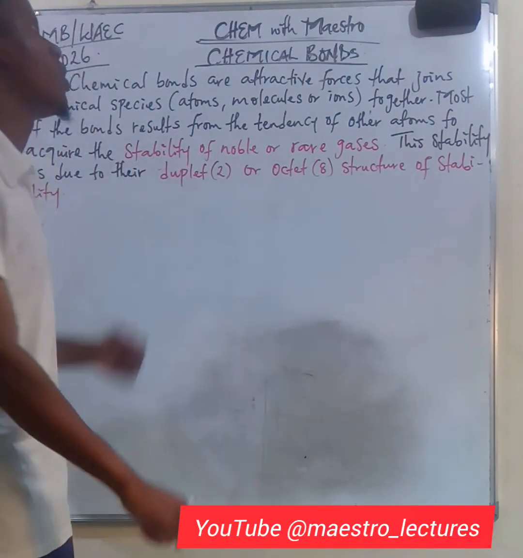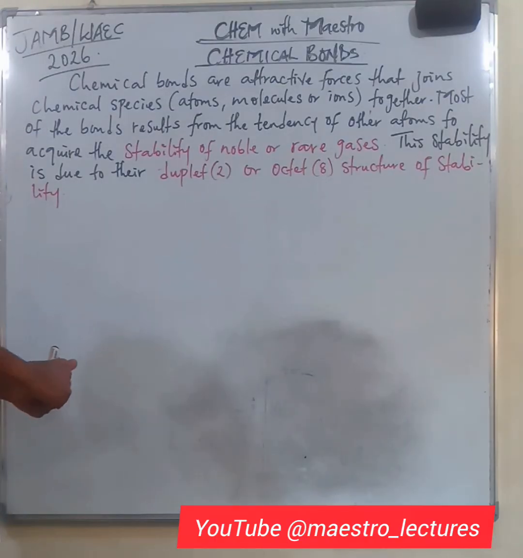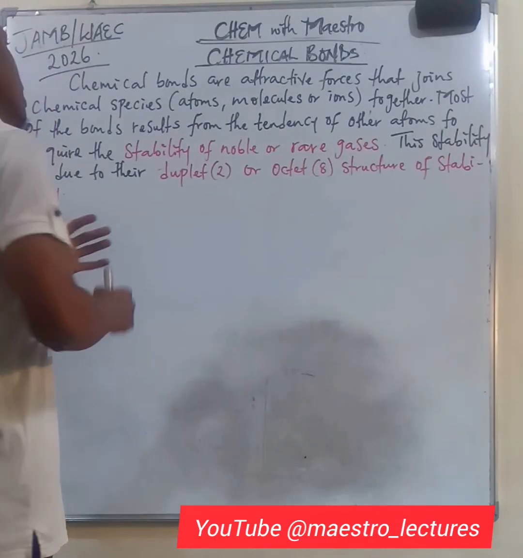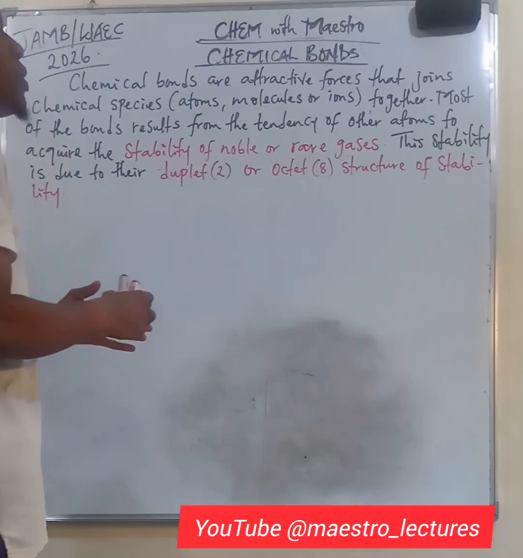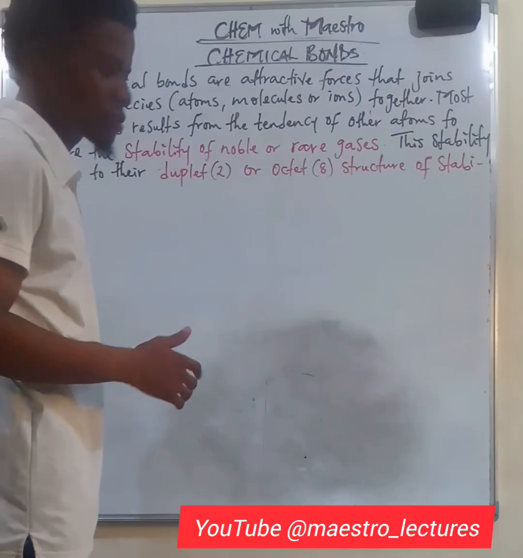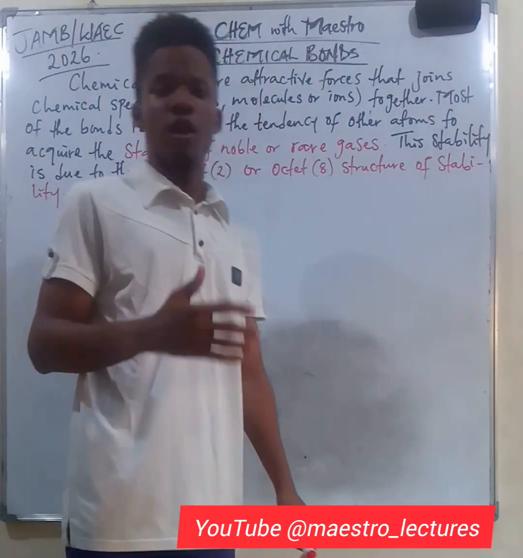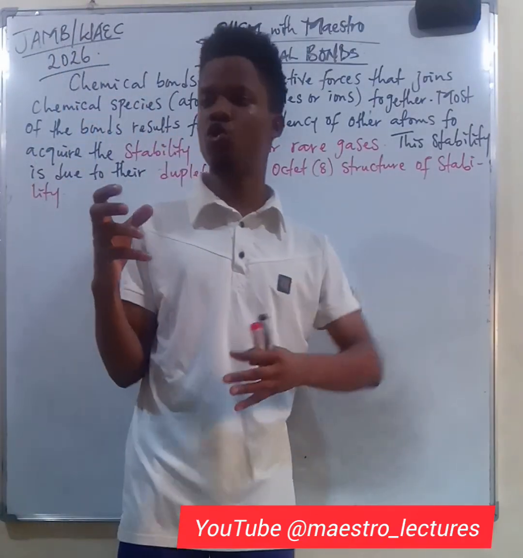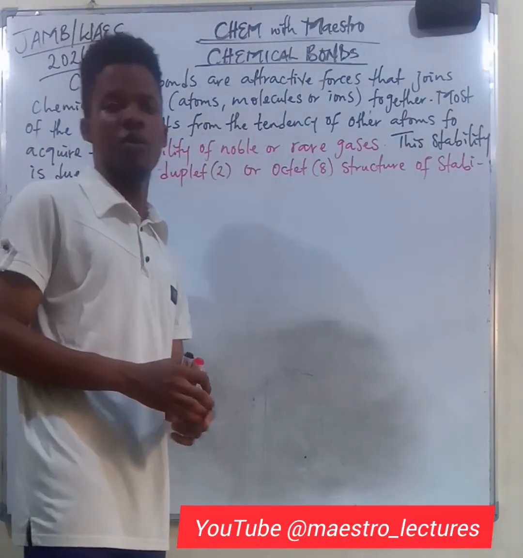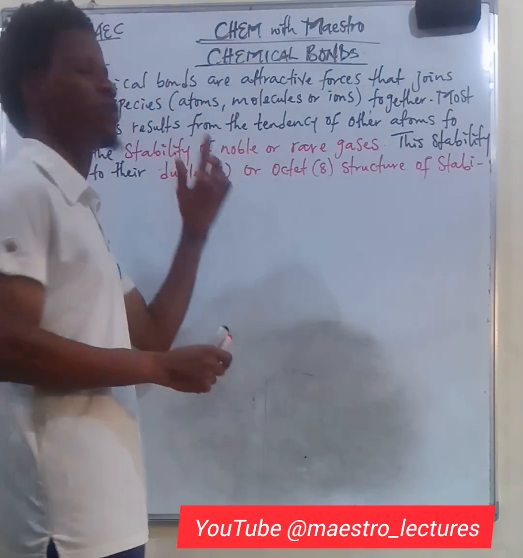So let's go into chemical bonds. Now, what are chemical bonds? Chemical bonds are attractive forces that join chemical species, be it atoms, molecules, or ions, together. So chemical bonds are responsible for holding or joining species, whether atoms, molecules, or ions. Chemical bonds are responsible for joining them together.